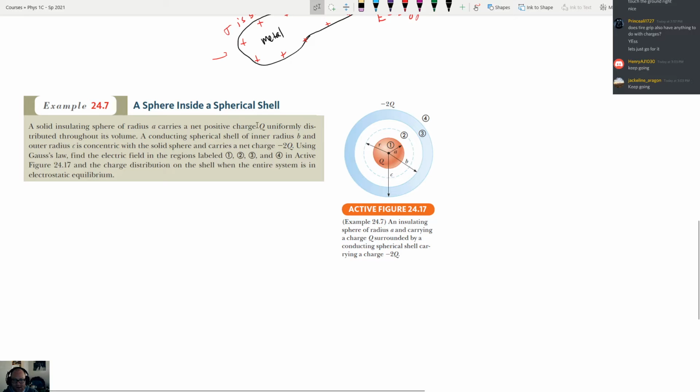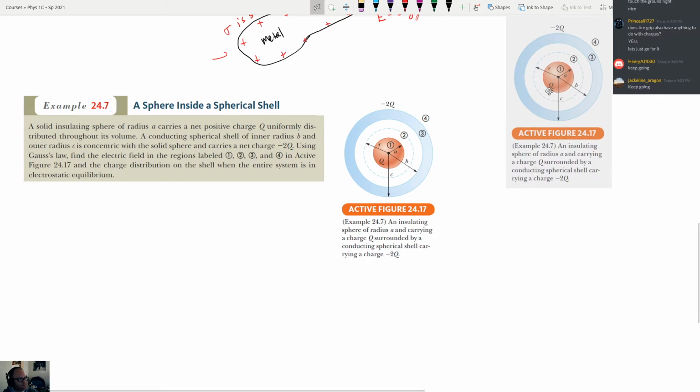Okay, it has a net positive charge Q, a conducting spherical shell of inner radius B, so that's going to be this blue shell here, and outer radius C, is concentric with the solid sphere and carries a net charge negative 2Q. So this one here is negative 2Q. This one's Q. Using Gauss's law, find the electric field in the regions labeled 1, 2, 3, and 4, and the charge distribution on the shell when the entire system is in electrostatic equilibrium. That phrase that we just talked about.